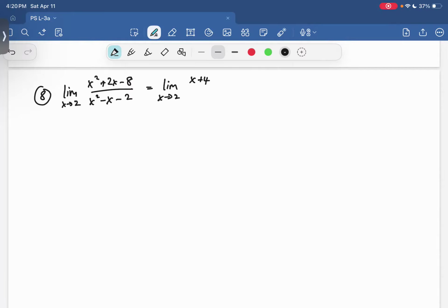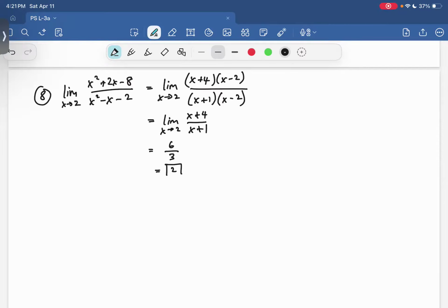Top is x plus 4 times x minus 2. Bottom is x plus 1, x minus 2. And so the x minus 2's cancel. We're left with x plus 4 over x plus 1, which gives us 6 over 3, which is 2 in the end.